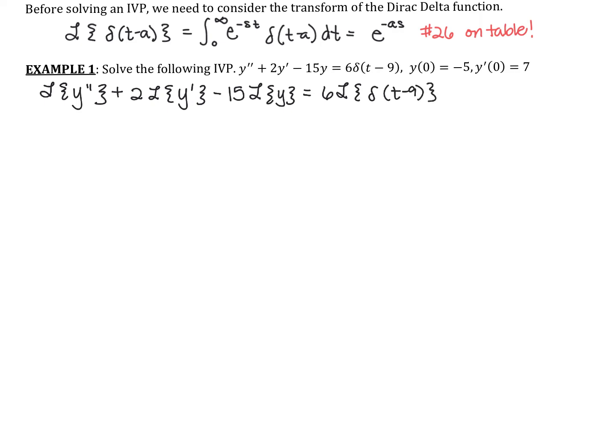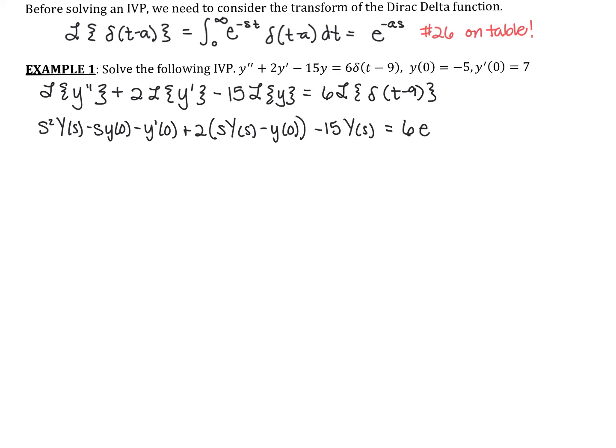Okay, so starting with that y double prime, I'm just going to go ahead and write this out. So we have s squared Y(s), the Laplace transform of y, minus s y(0) minus y prime(0), plus 2 times s times the Laplace transform of y minus y(0), minus 15 times the Laplace transform of y equals, and using number 26, this would be 6 times e to the negative 9s.